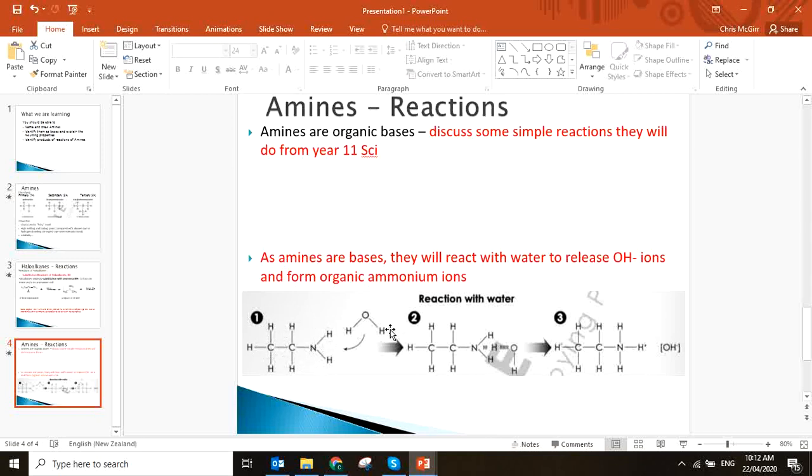So when amine reacts with water, okay, here's our water molecule, here's our amine. Water is acting as an acid in this situation. It's going to donate a proton, being an H+ ion. It's going to donate an H+ to this amine. So have a look here. We're going to skip actually to step 3. What's happened is the water, which is H2O, has donated an H+.